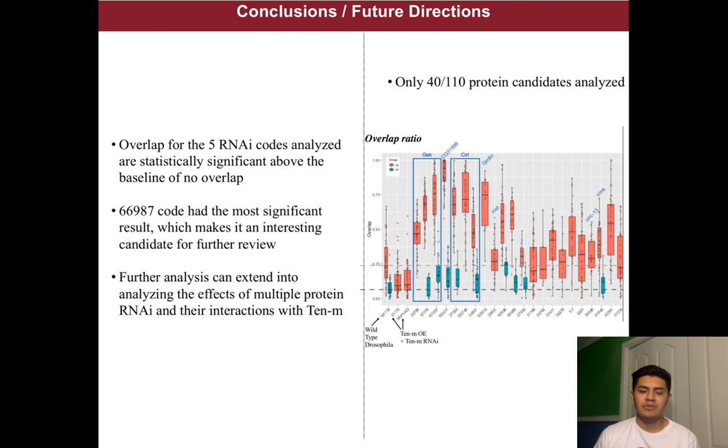In the future, we may begin to extend our analysis into multiple protein RNAi knockdowns and see how that affects the interactions with Teneurin M and the overexpression. In fact, we've only analyzed 40 out of the 110 protein candidates. As you can see, this is the data provided by my mentor for the protein candidates that he himself analyzed. The overlap ratio of these candidates extend well above the 0 mark, where you can see the wild type are well into the range of 0.